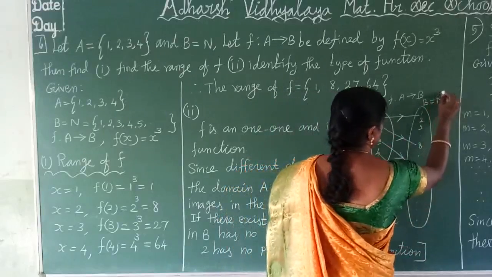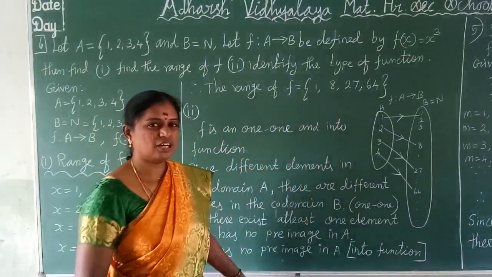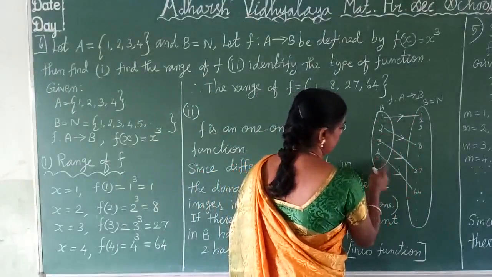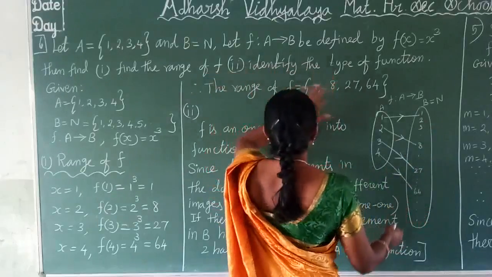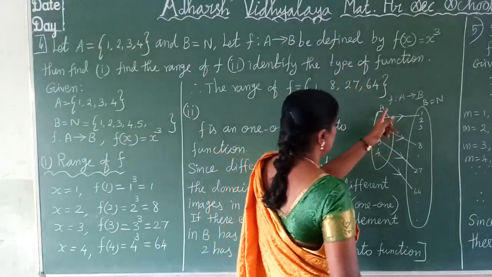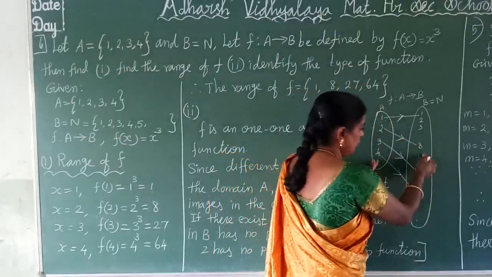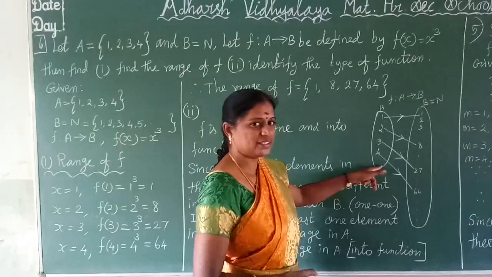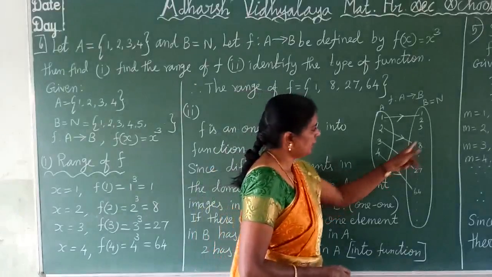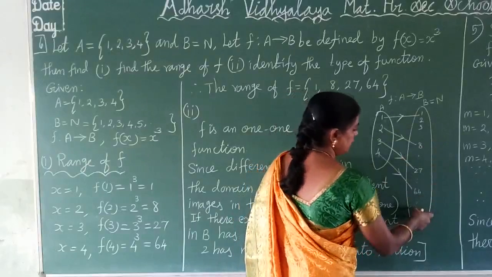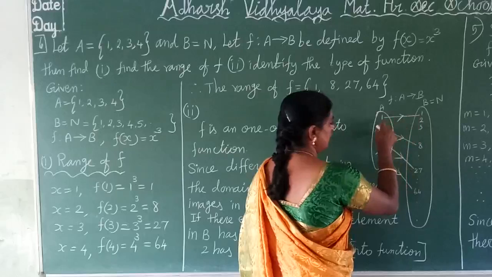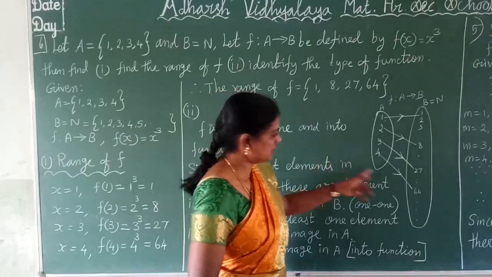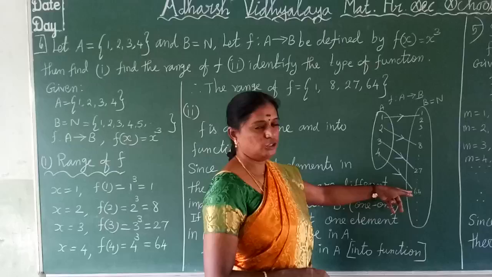B is equal to the natural numbers, meaning start from 1 and include all the numbers. Here 1 goes to 1, 2 to 8, 3 to 27, 4 to 64. These are the range. Second, we identify the type of function. In the domain, all elements have a unique image in B. That is the definition of one to one. So is it one to one or not? Yes, it is a one-to-one function. And onto means in the codomain, all the elements have a pre-image. Is it satisfied? No, this is not an onto function.